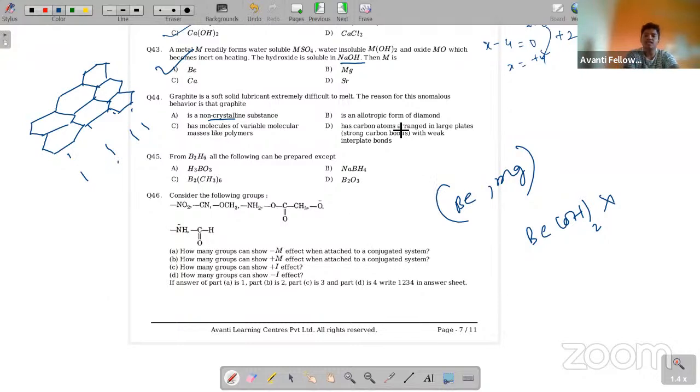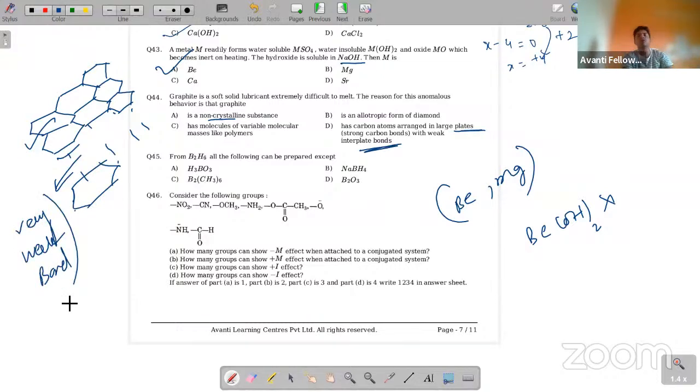So it has carbon atoms arranged in large plates. Yes, these all are the large plates, with strong bonds within and weak interplate bonds, meaning the bond between one layer and another layer will be very weak. When the bond between the layers is very weak, this is the correct answer. All others are not perfectly assigning, so this is the correct answer.